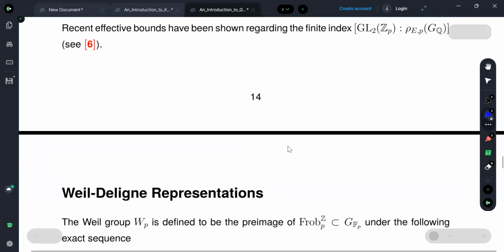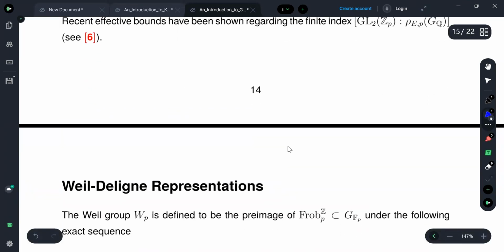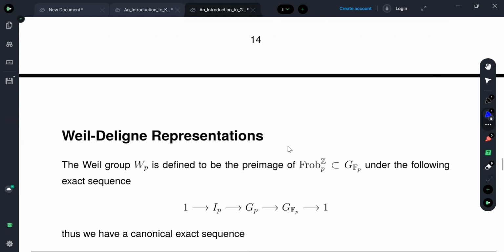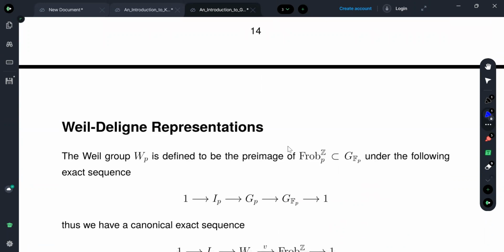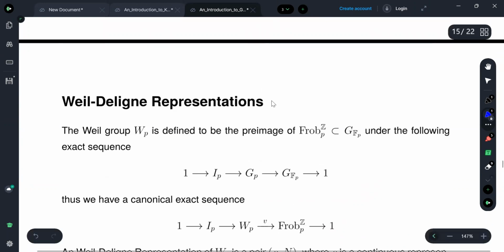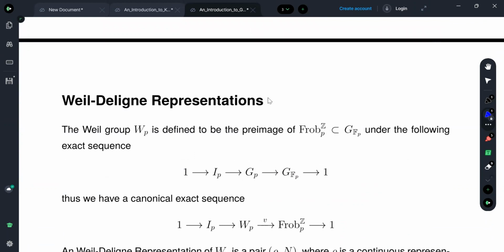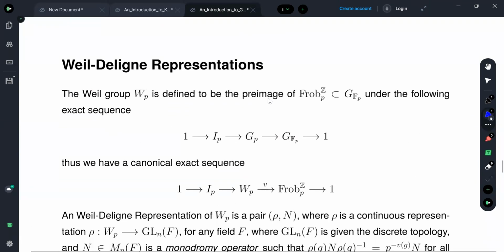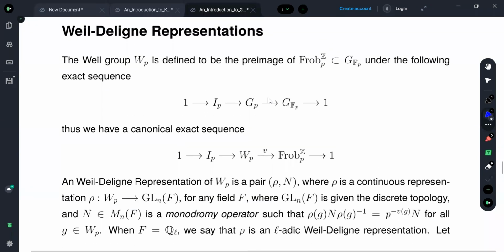That Chabauty-Coleman method is basically to understand how finite, or how large, that finite set of rational points can be. Yeah, so now I just briefly mention what Weil-Deligne representations are.